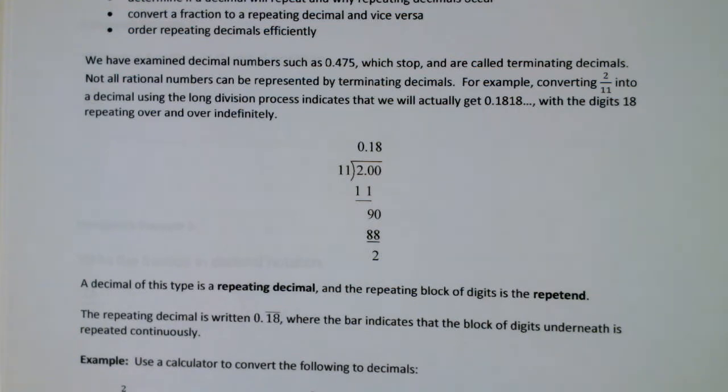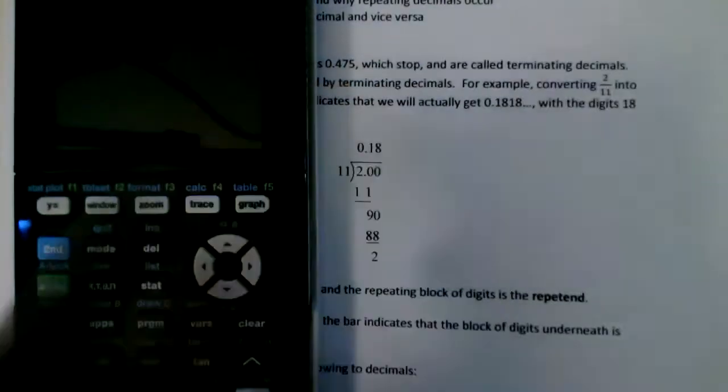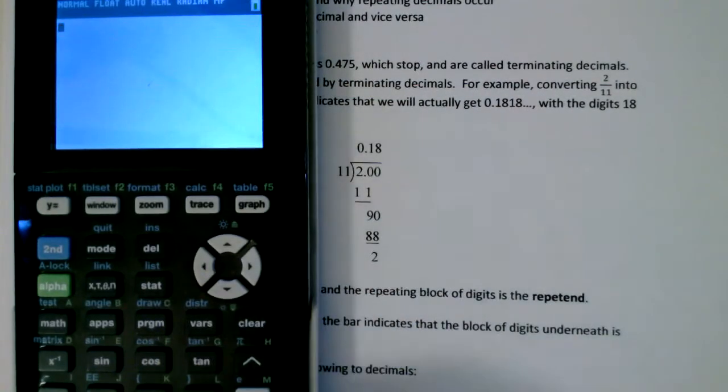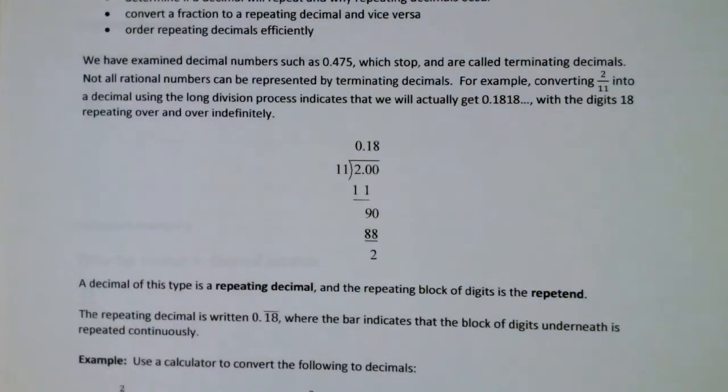Now, if I did this on the calculator, if I did 2 divided by 11, you can pretty much see that the 1 and the 8 repeat, and it goes on and on and on without end. Okay, so this is what we call a repeating decimal. The repeating block of digits, we call that the repetend. In this case, the 1 and the 8 repeat, so that is the repetend.